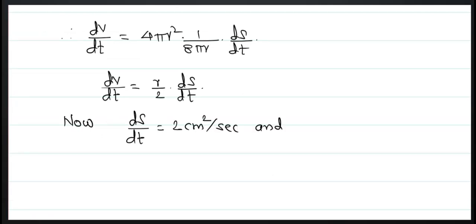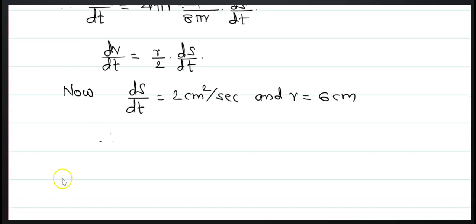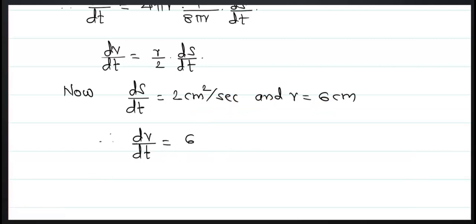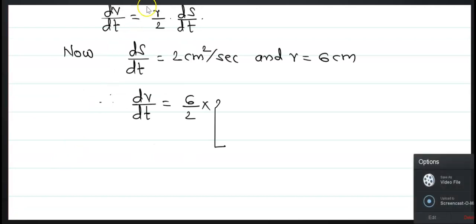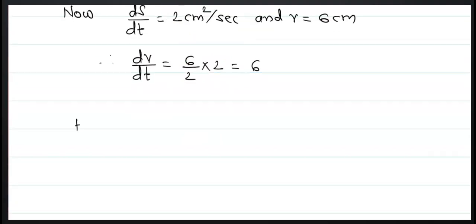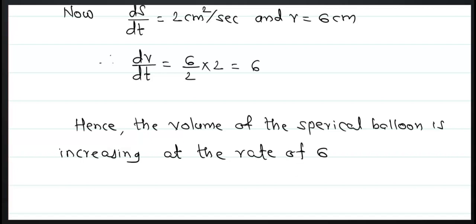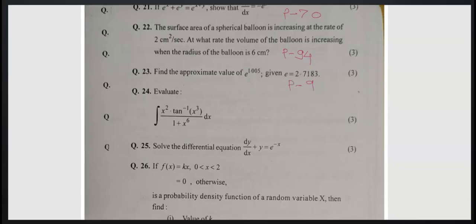dS upon dt is 2 centimeter square per second, and r is equal to 6 centimeter. Therefore, dV upon dt is equal to 6 upon 2, substituting the value of r, into 2. That is, you will get 6. Hence, the volume of the spherical balloon is increasing at the rate of 6 centimeter cube per second.